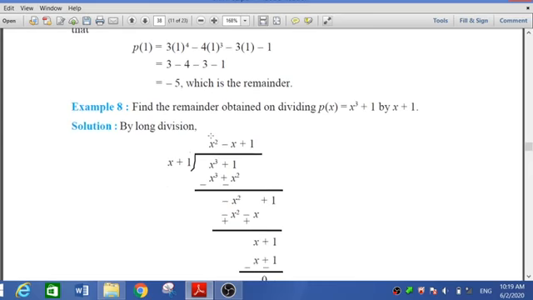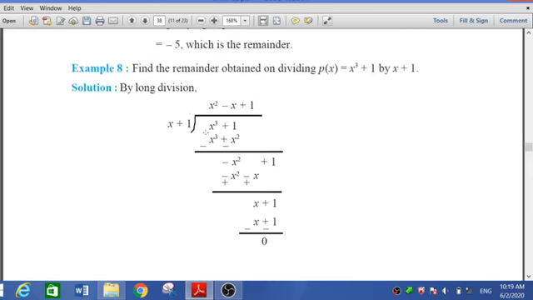One more sum related with it. Again, it is also long division method. x the power 3 plus 1 divided by x plus 1. So again, first step is x the power 3 divided by x. So I get x square. Again in bracket I have to write x plus 1.